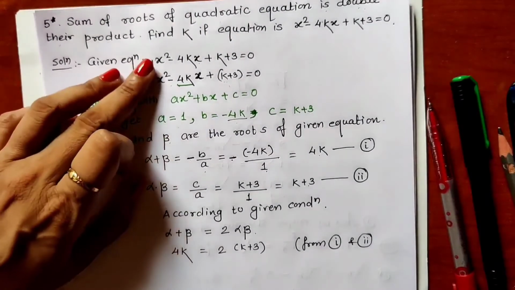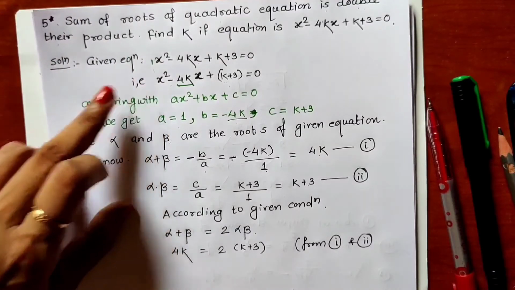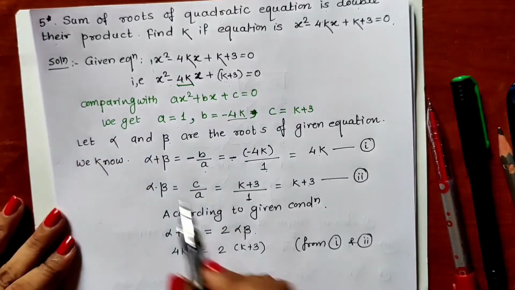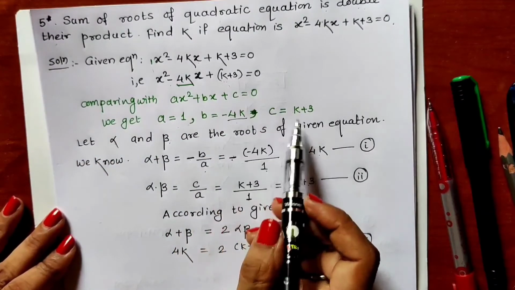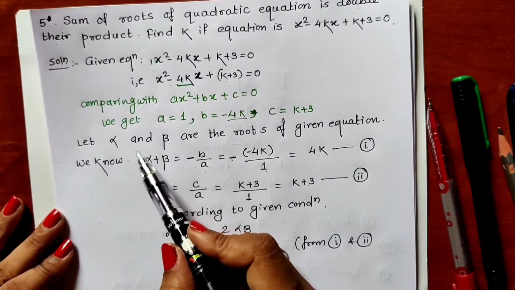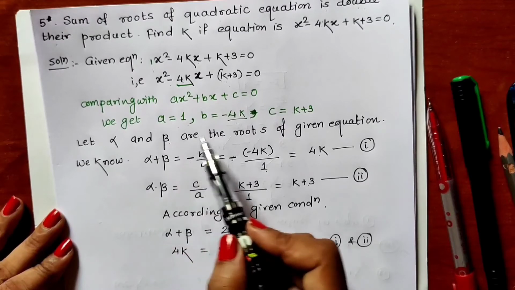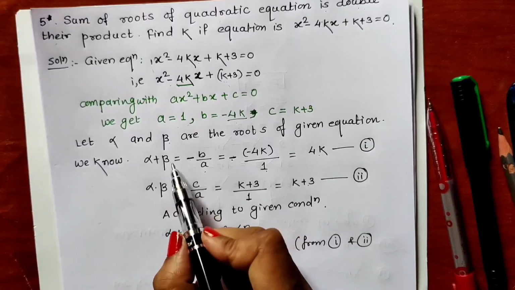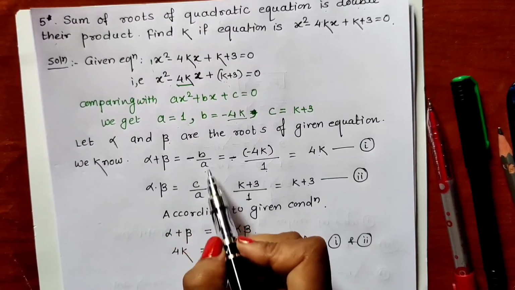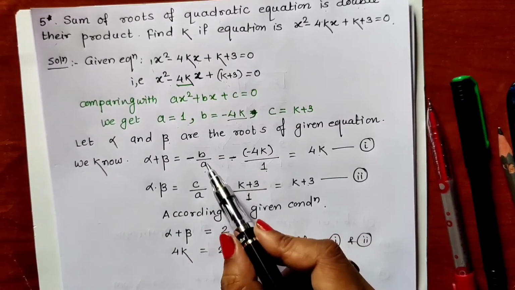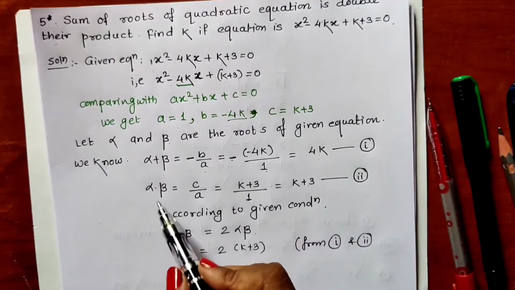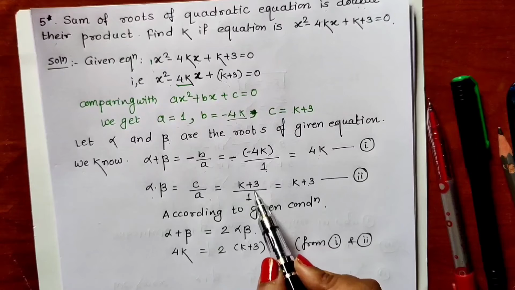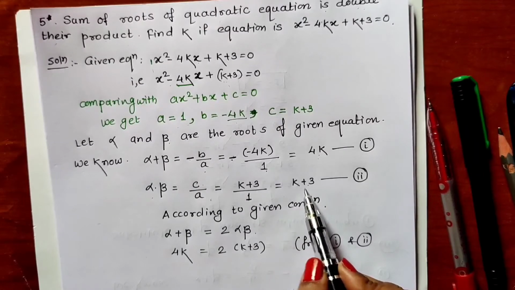So I hope you all have understood till this. First compare the given equation with ax square plus bx plus c is equal to 0. Get the values of a, b and c. After getting the values of a, b and c, let us assume alpha and beta are the roots of given equation, and apply the formula for alpha plus beta, which is equal to minus b upon a. Put the values of b and a, we get 4k. Then apply the formula of alpha into beta, which is c upon a. Put the value, we get k plus 3.